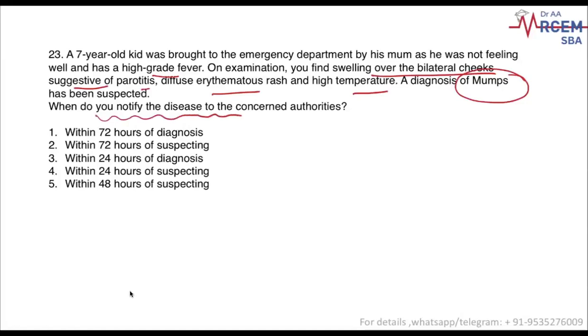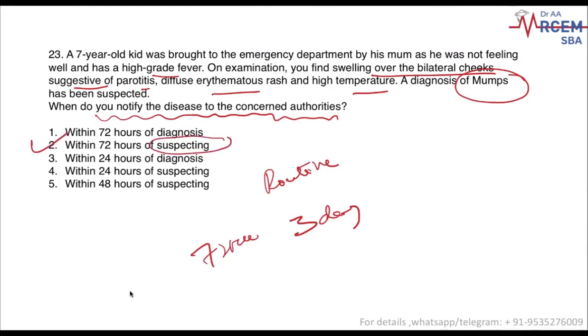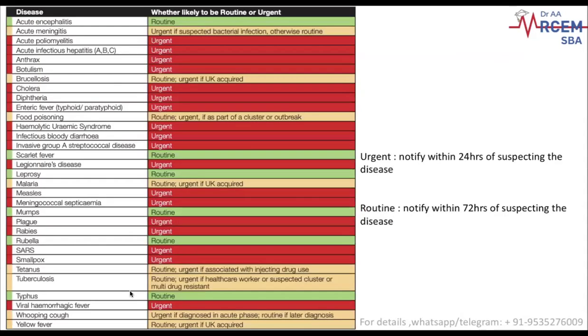When do you notify this disease to the concerned authorities? This is a routine notification. Routine notification should be done within 3 days, that is 72 hours of suspecting. So the right answer here is the second one, after suspecting. So if you see here, mumps comes as routine. That's why you need to notify within 72 hours of suspecting.